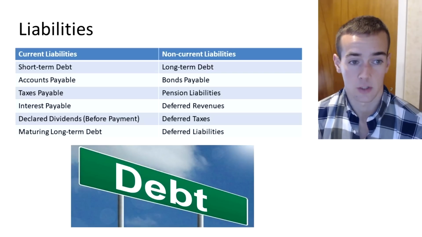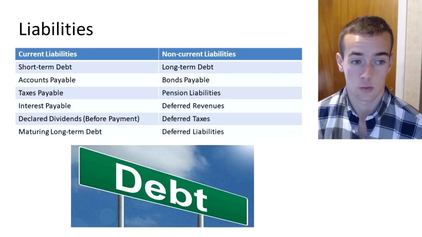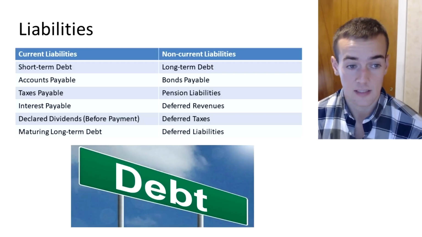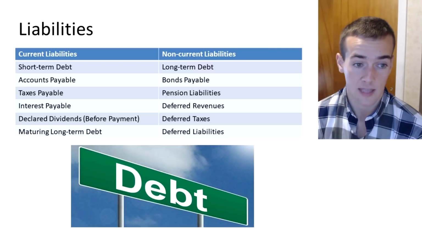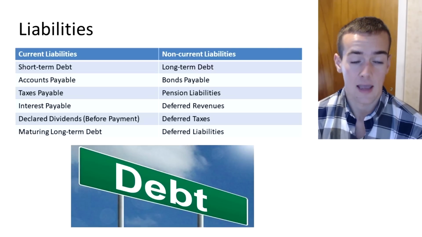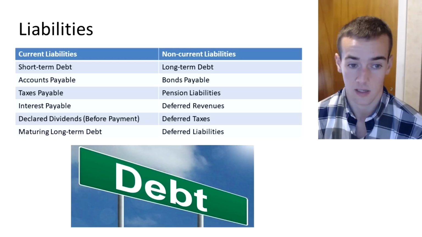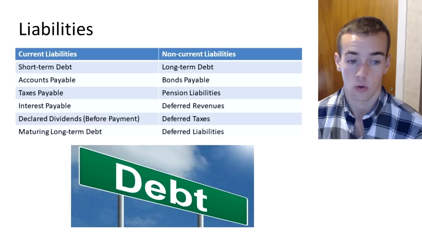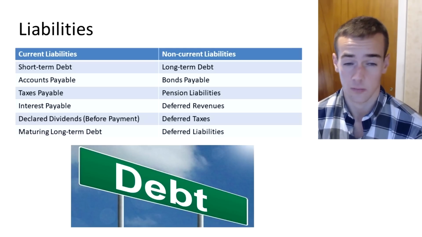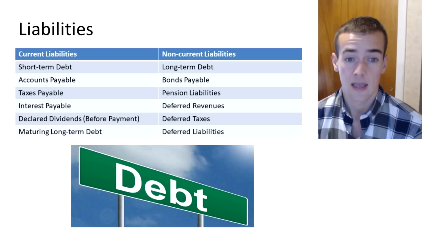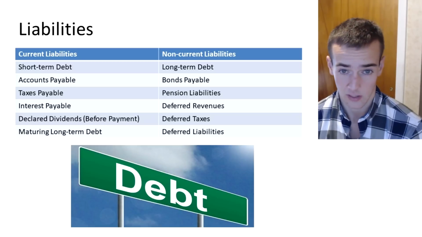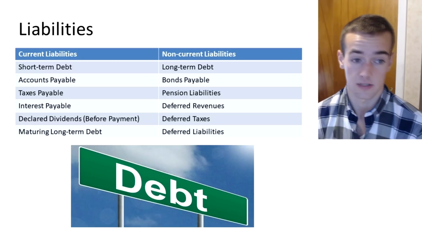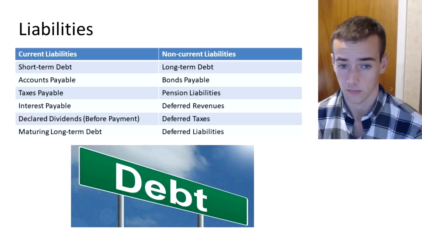So on the left, the current liabilities that are due in the next 12 months, this would be short-term debt, accounts payable, taxes and interest payable, any declared dividends. So dividends before payment are considered to be current liabilities, and then maturing long-term debt. So if there's any long-term debt that is coming to maturity, it transitions from non-current liabilities over to current liabilities because it is due within the 12-month period going forward.